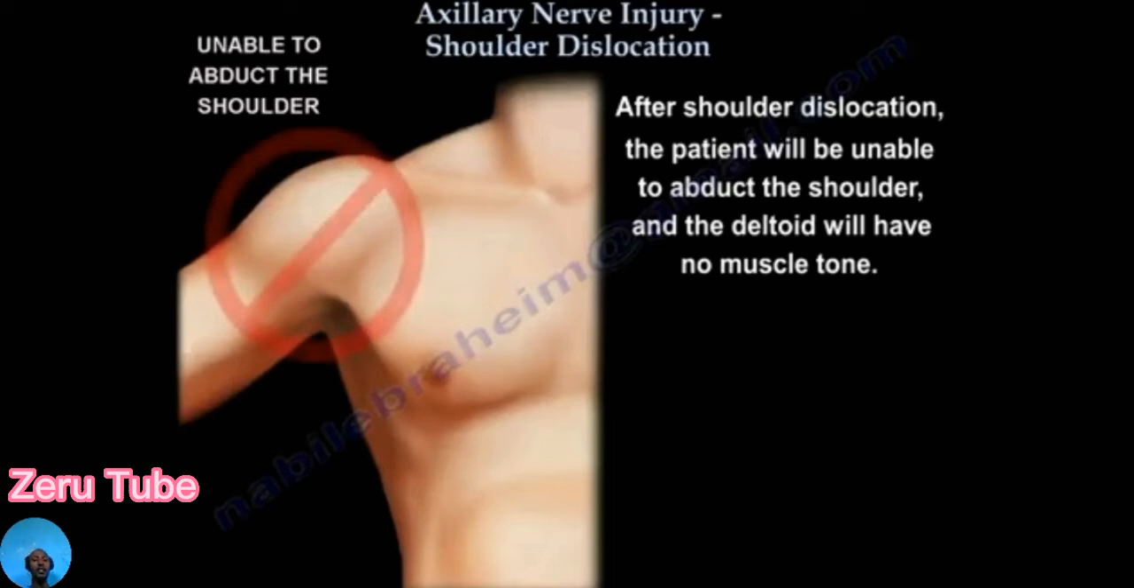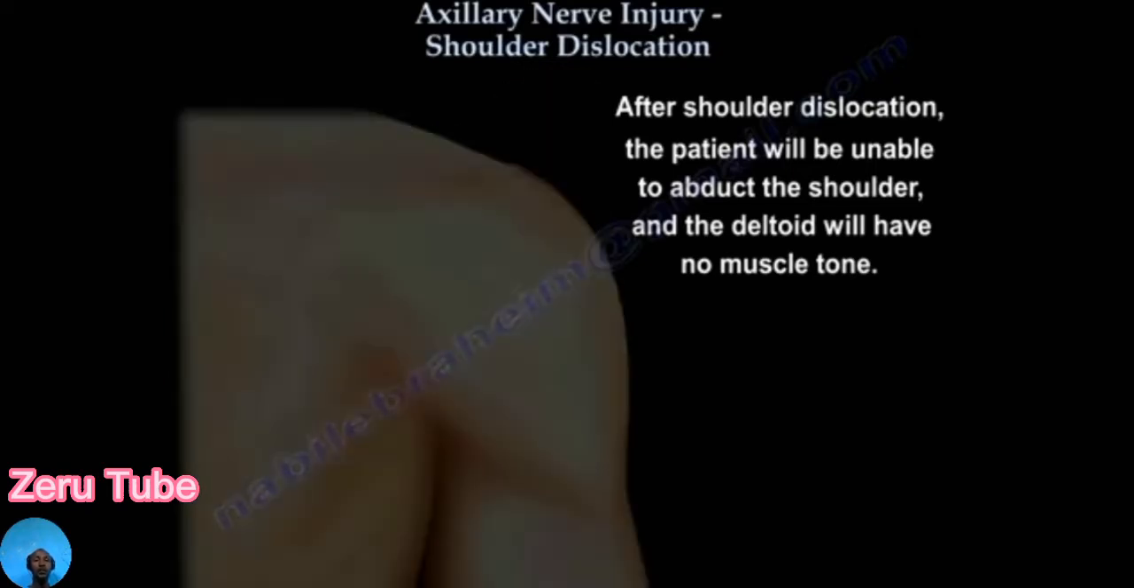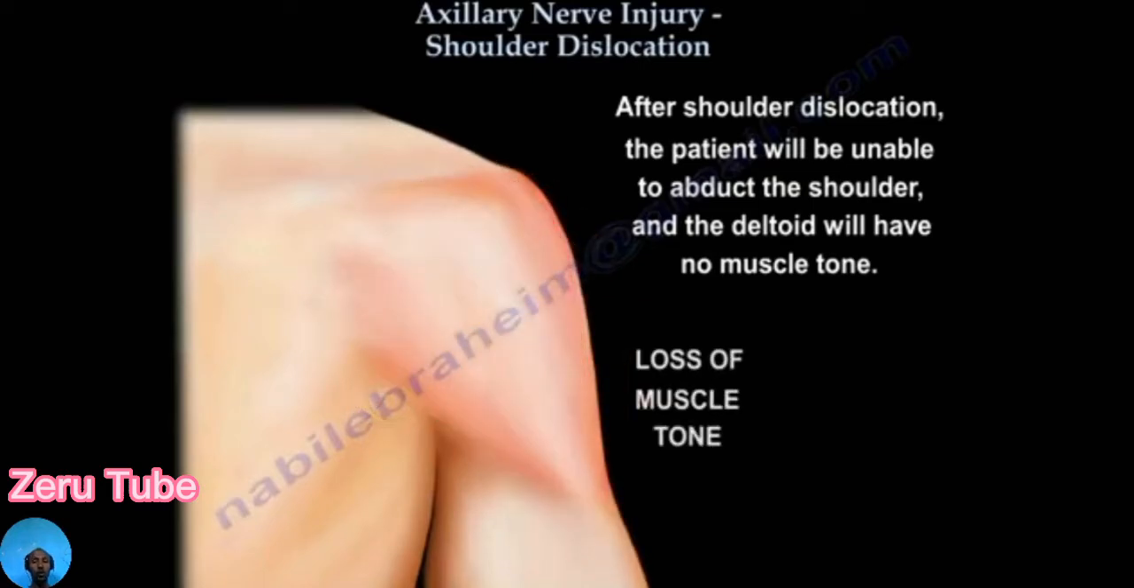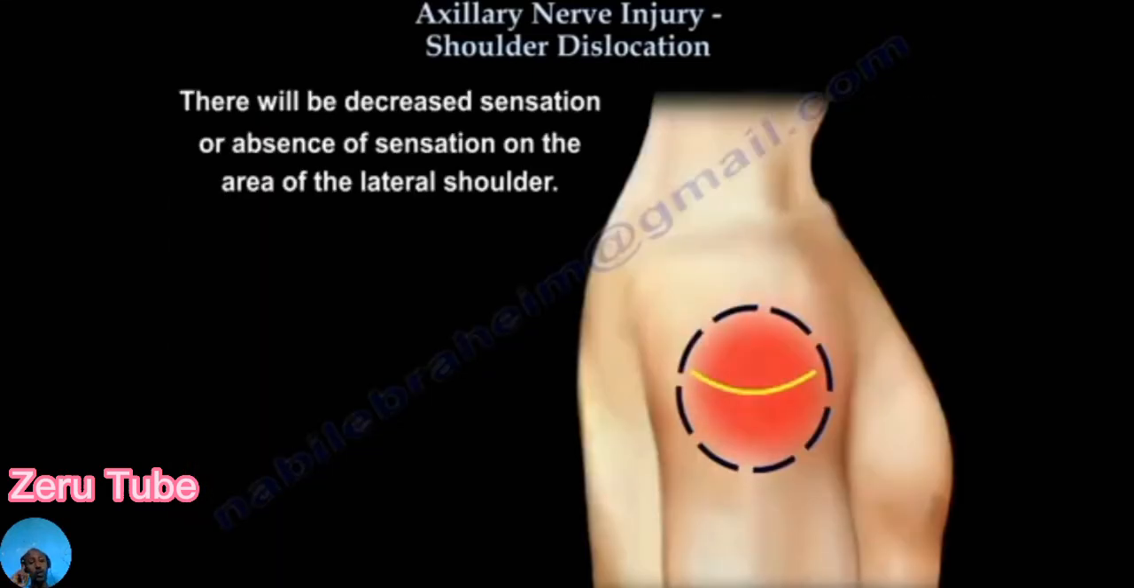because the patient abducts the shoulder by the function of the deltoid muscle. The deltoid muscle is what enables us to abduct our shoulder. So when there is deltoid muscle paralysis, the patient loses muscle tone and is unable to abduct the shoulder. Not only that, there will be decreased or absent sensation over the lateral shoulder. As I told you earlier, the superior parts of the arm or the lateral part of the shoulder is innervated by the axillary nerve.